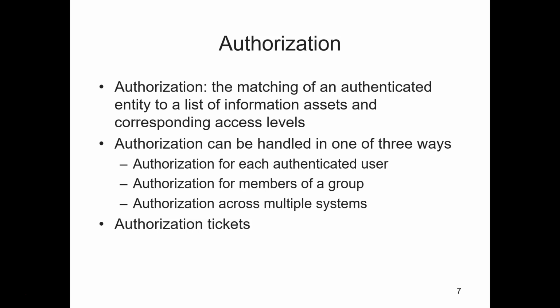Matching the authenticated entity to a list of information assets and providing them with the corresponding access level is called authorization. So we authenticated the user. Now we know who they are. Once they log in, they are provided with a certain level of access, and this is what they are authorized to get to or to do, and that's why we call it authorization. So you have to know the difference between authentication and authorization.